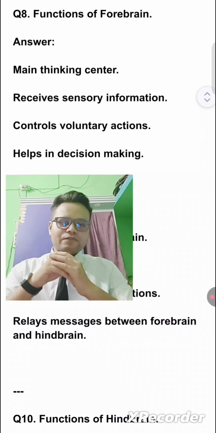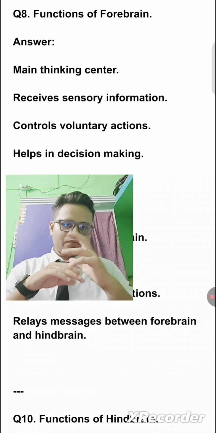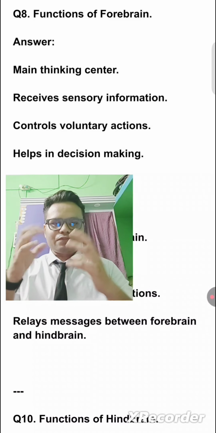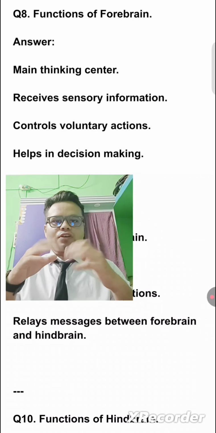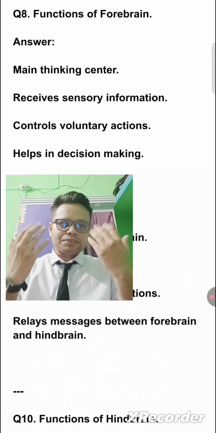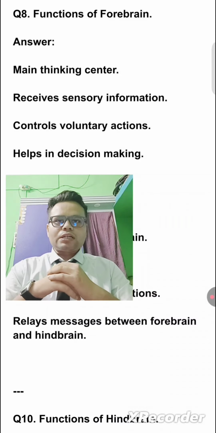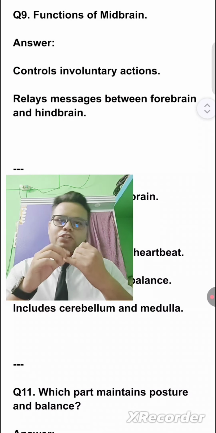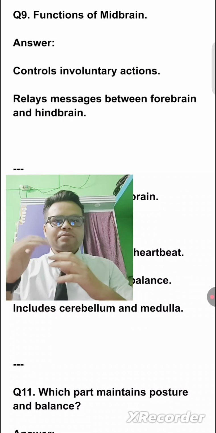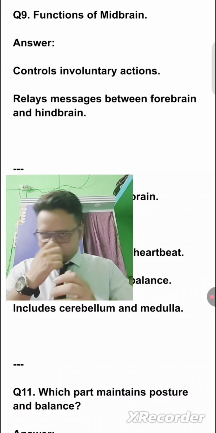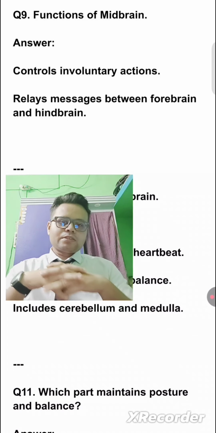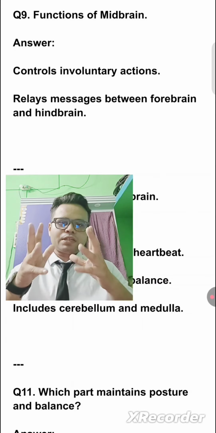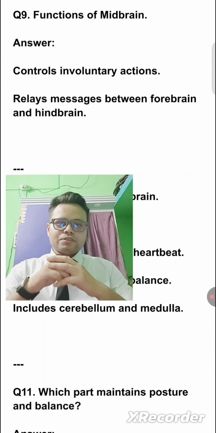What is the function of the forebrain? The forebrain is the main thinking center, first of all. It receives sensory information, controls voluntary actions, and helps in decision making. Next, the function of the midbrain: it controls involuntary actions and relays messages between the forebrain and hindbrain.